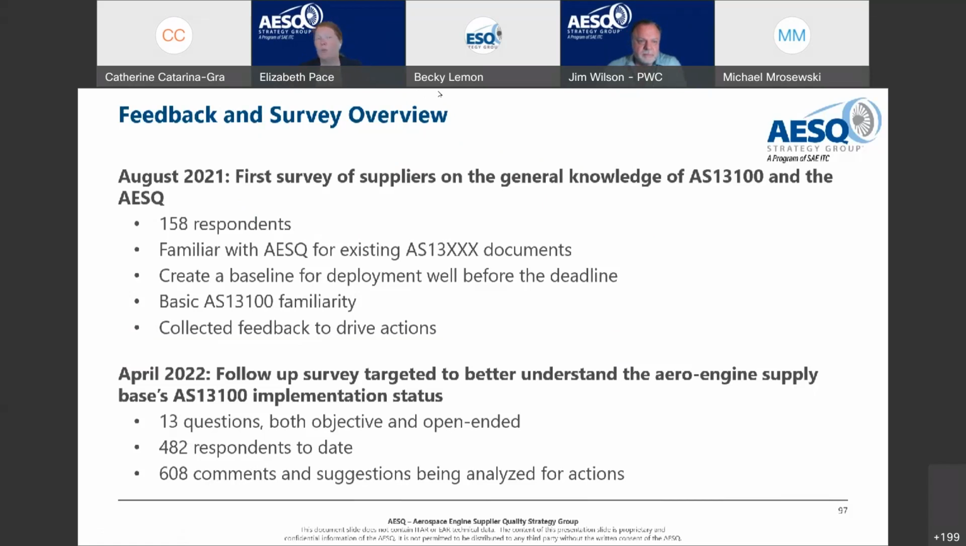So prior to this supplier forum, again, we sent out a survey in April 2022. We did receive over 482 respondents. We did collect that last week, and I believe there were a few more since then. But it was a more targeted survey to better understand the Aero Engine Supply Base's implementation status. So we'd like to walk you through some of the results that we saw, and then talk about what our next steps are.